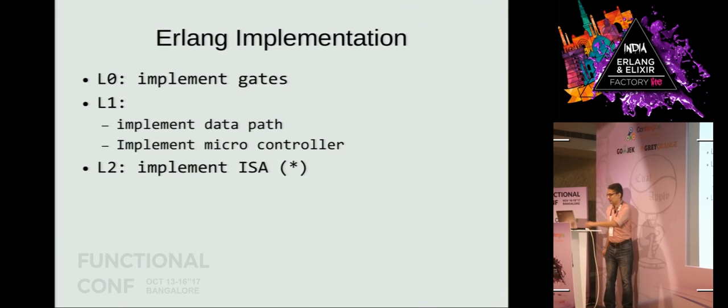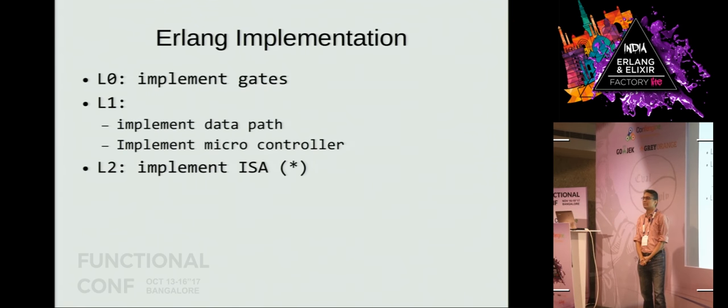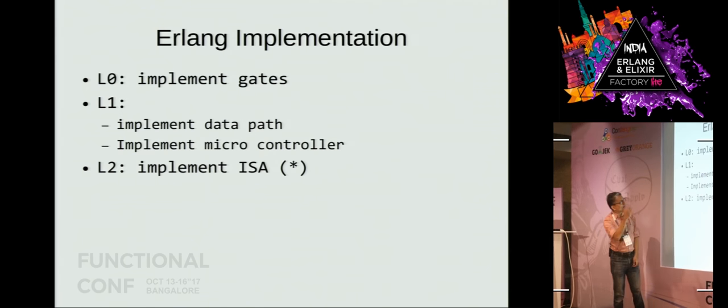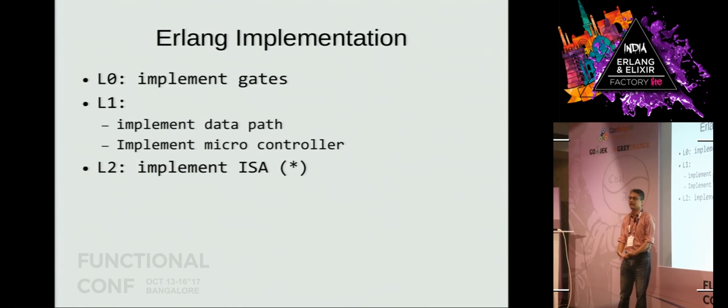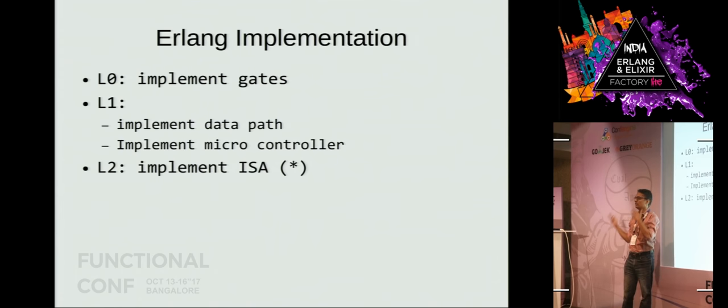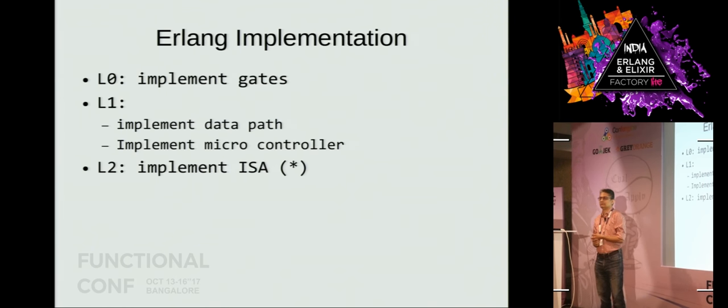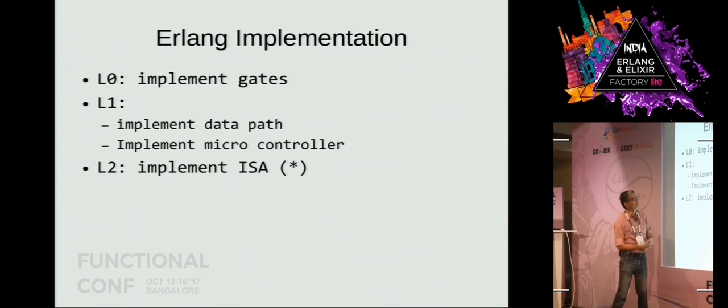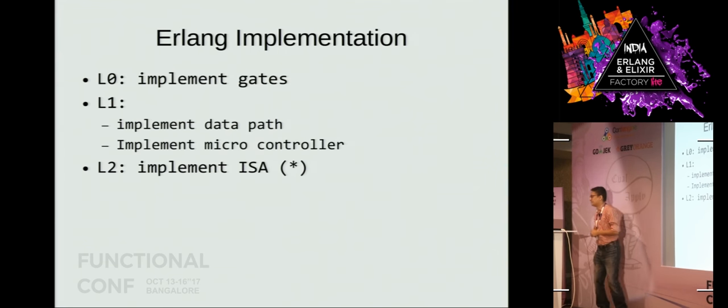So let's come to the crux of the problem. How do we go about implementing this? Let's start at the simplest level. How do you implement a gate? Any thoughts? How do you implement a gate in a language of your choice? Java, C. I just want an AND gate or a NAND gate. You write a function. So, in fact, that's what I did. I started with the function.